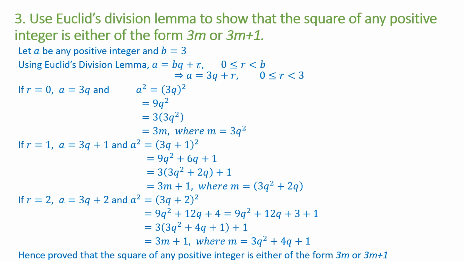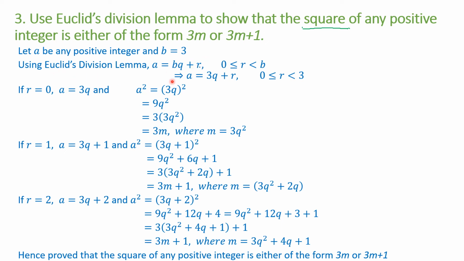The third question: use Euclid's division lemma to show that the square of any positive integer is either of the form 3m or 3m plus 1. Now understand, the question is saying the square of any positive integer, square. Okay, so what I do over here is I am again starting in the same way. Let a be any positive integer and b be equal to 3.